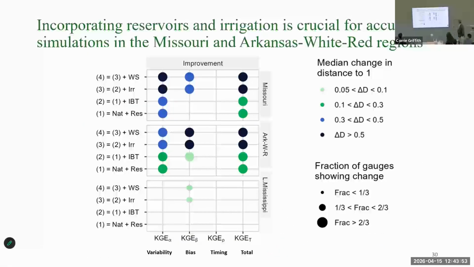Sorry, this one is probably the most difficult figure I want to explain to you. All right, let me explain. First of all, we use different components of KGE: variability, bias, timing, and also the total. And we look at three sub-basins in the Mississippi River Basin: Missouri, Arkansas-White-Red River, and Lower Mississippi.